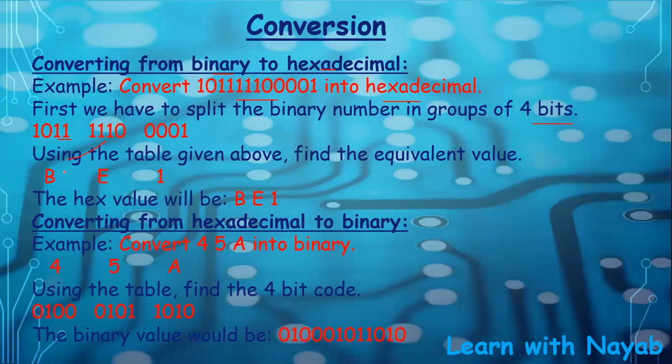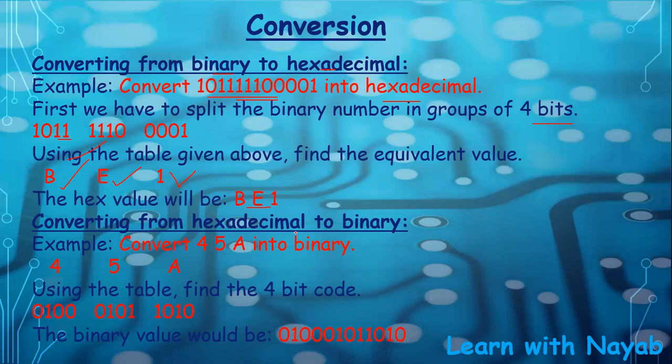So 1011 equals B, 1110 equals E, and 0001 equals 1. So the hex value will be BE1. This will be the hex value of the value given in binary.